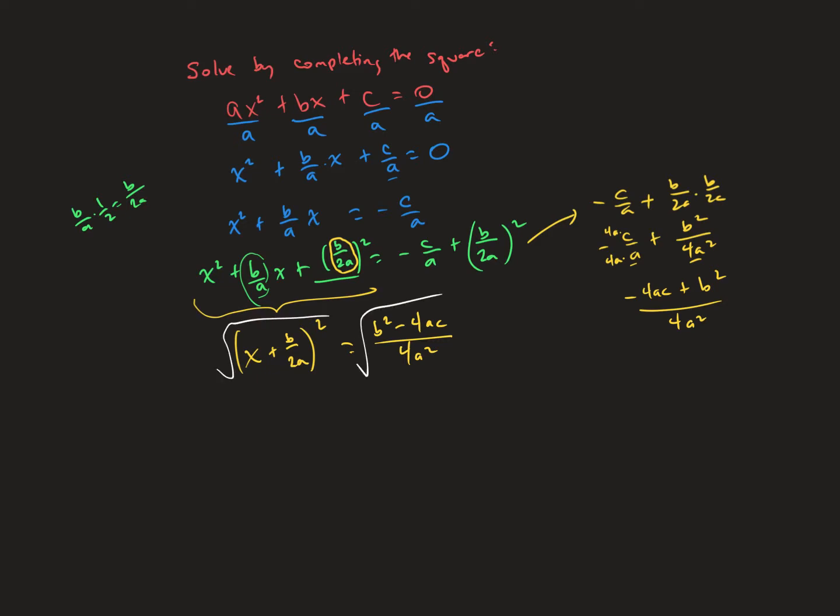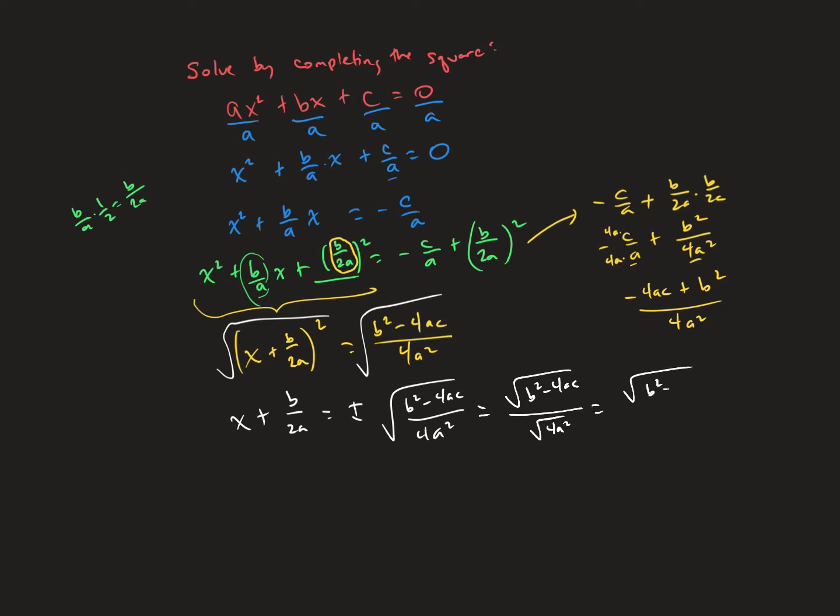So when I take the square root of the quantity squared, I get x plus b over 2a. And that's going to equal plus or minus the square root of this fraction. Now, square root of a fraction, you take the square root of the top and the bottom separately. The top has a subtraction in it, so you can't take the square root of things that are added or subtracted separately. So that's going to stay the way it is.